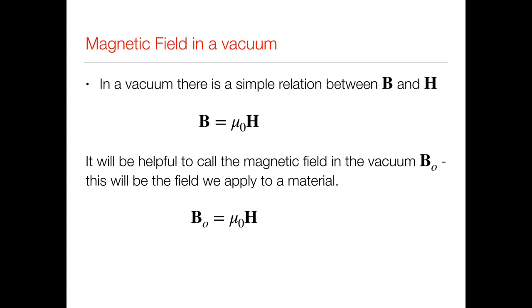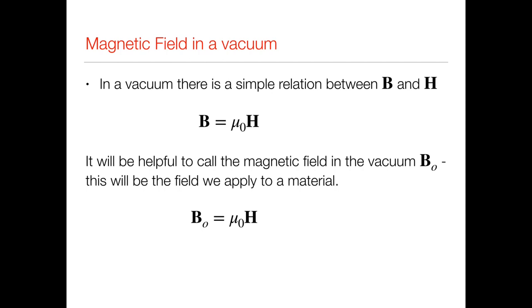In a vacuum, there's a simple relationship between B and H. B is just mu naught H. And you can see from this there's a similar relationship between B and M. So B was equal to mu naught M in a magnetic material, and that's why B and H have the same unit.